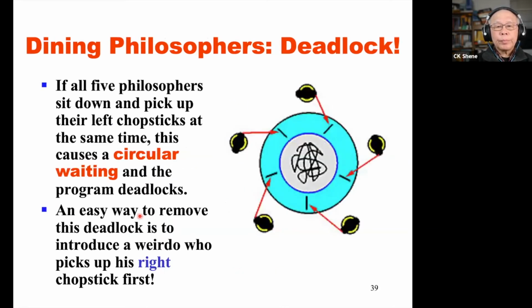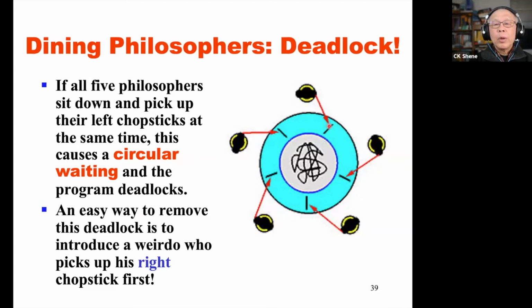Now, I hope you have figured it out. The issue is deadlock, because each philosopher is simulated by a thread. What if all five philosophers sit down at the same time and they pick up their left chopsticks at the same time, just like this? Every philosopher sits down at the same time. Every philosopher picks up his left chopstick.